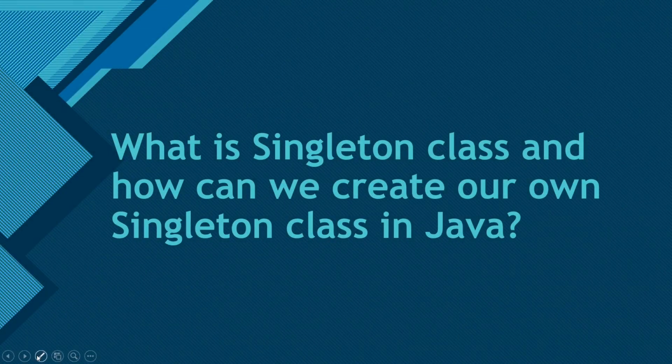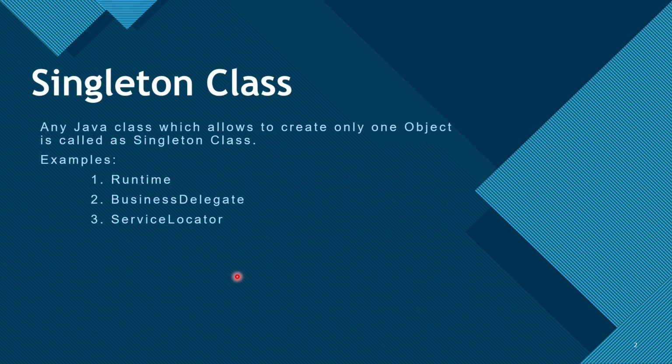Hello friends, so today we are going to learn what is a Singleton class and how can we create our own Singleton class in Java. So a Singleton class is any Java class which allows creating only one object. For example, Runtime, Business Delegate and Service Locator. These are some examples of Singleton classes.